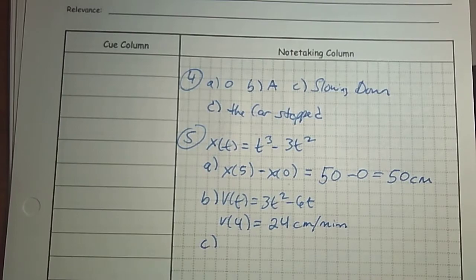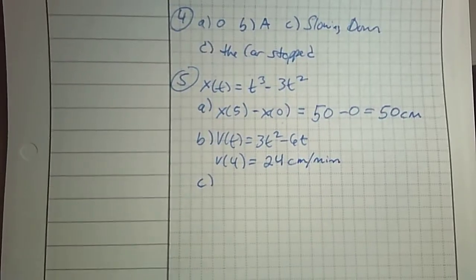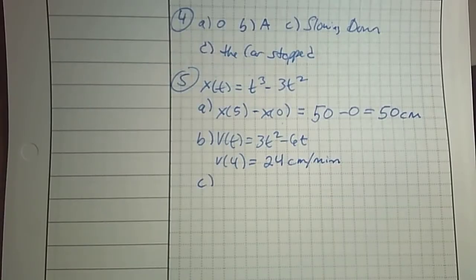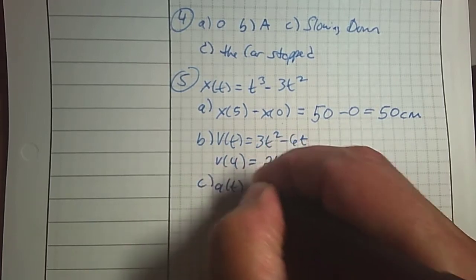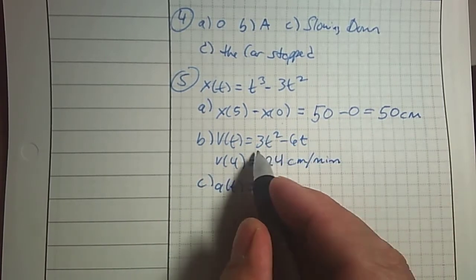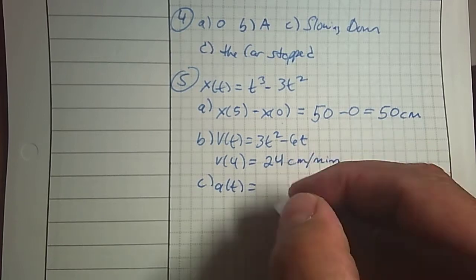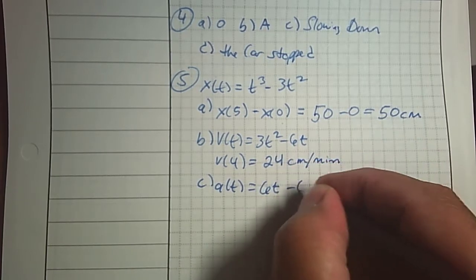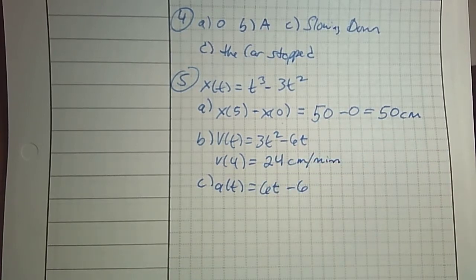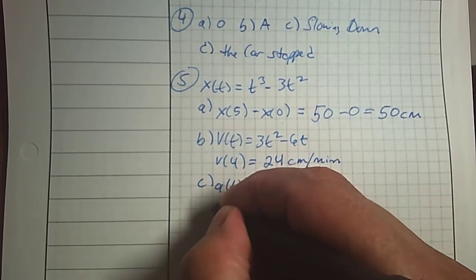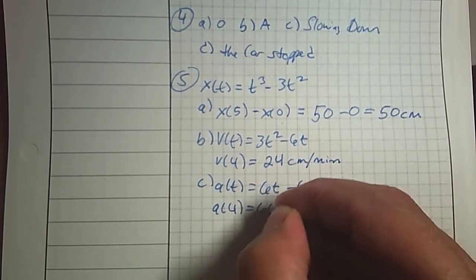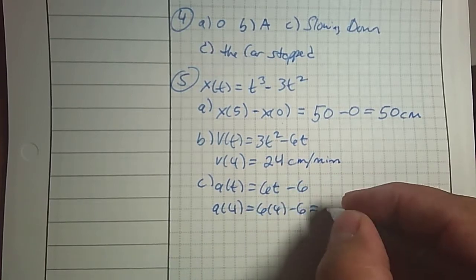Part C. In part C, find the particle's acceleration. So again, we need to take the derivative of velocity. So from here, take the derivative, 2 times 3, 6t minus 6. That's the derivative. And then at 4, we're going to plug 4 in and get 18.